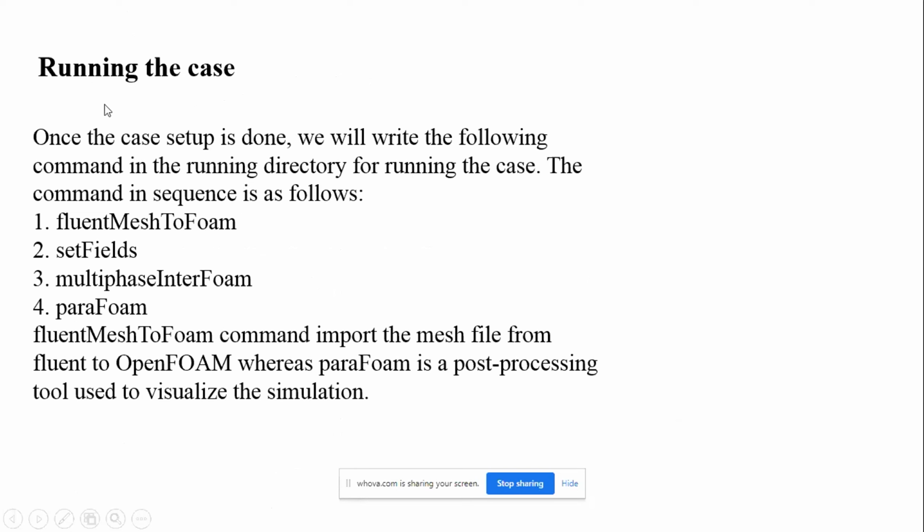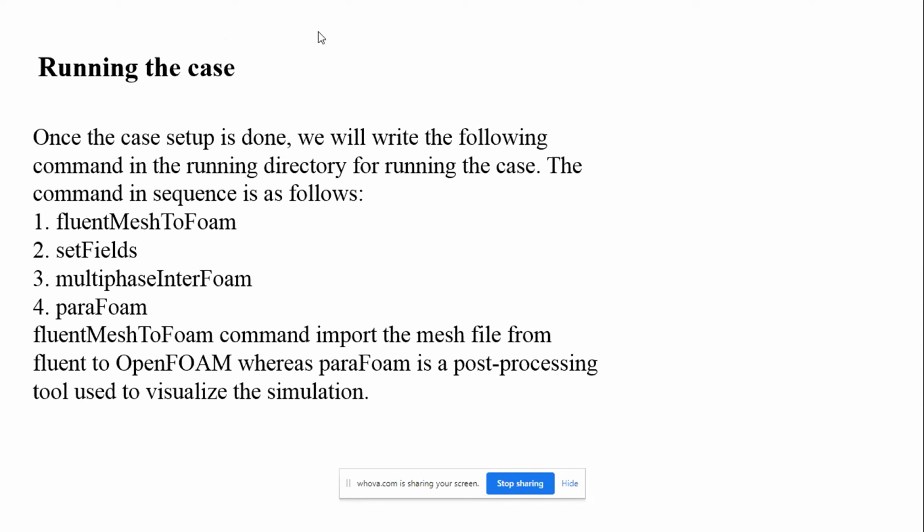Now once my case is set up, to run the simulation, first in the run directory we have to write fluent mesh to foam for importing the mesh. You can also do check mesh before setFields. Then you do setFields, and your domain is specified with the transport properties. Then you write the solver you are using, multiphaseInterFoam, and your simulation will start.